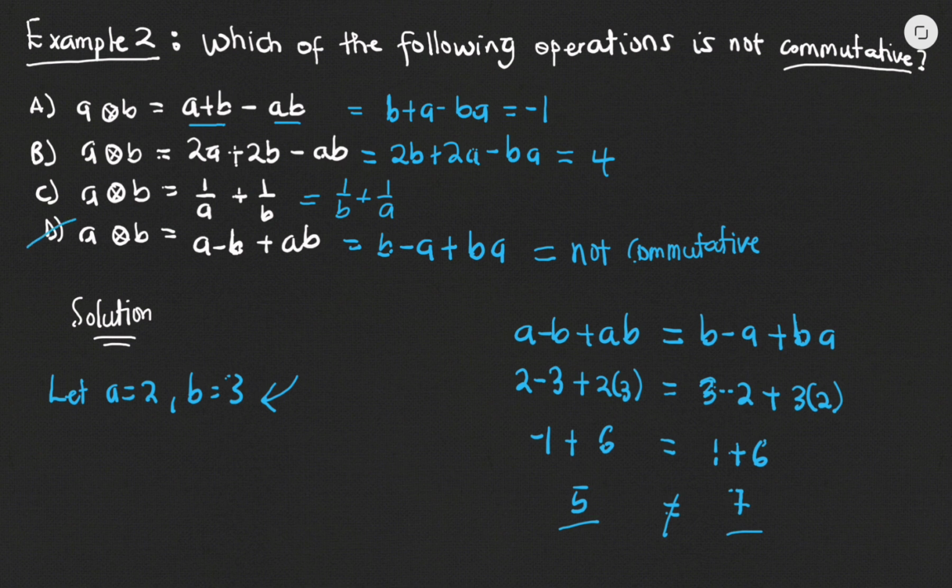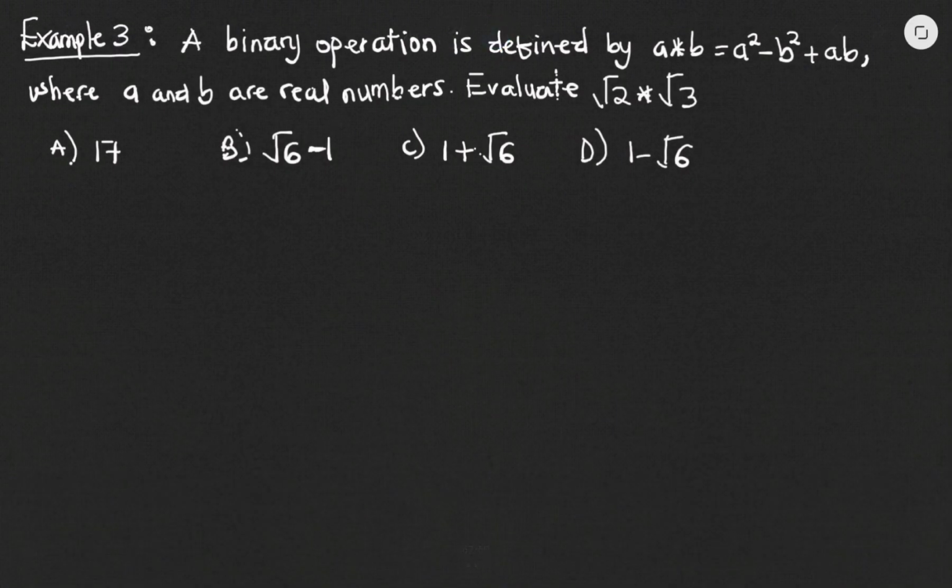So option D is the correct answer over here, as that is the only operation that is not commutative, because if you interchange the positions of the values, because we are having subtraction between these two operations, we are getting different values. So option D is the right answer over here, which is not commutative. All right, so let's proceed to look at another example.